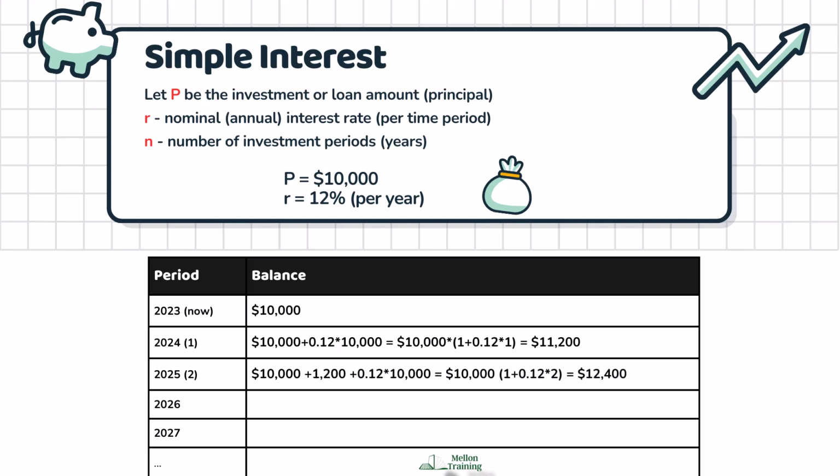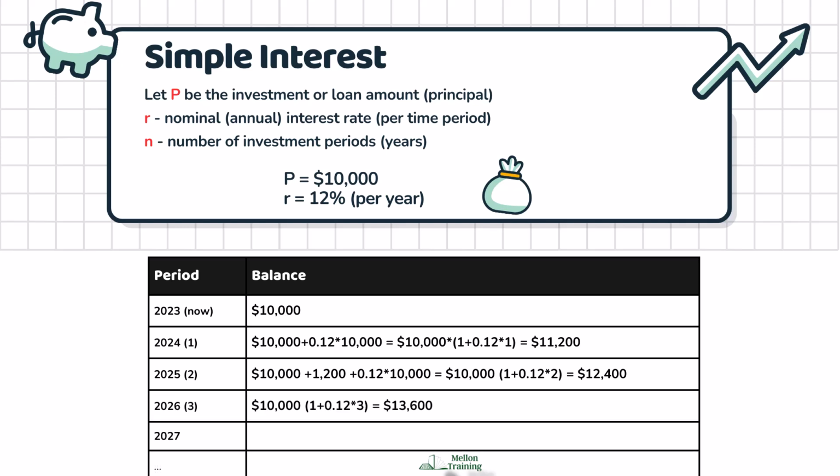So at the end of year 2, we're going to have 10,000 times... We've now earned interest over 2 years, so we're going to have $12,400. And if we do this for year 3, we're going to have the $10,000 again. That's factored out. Plus, we're going to earn the 12% on this $10,000. We'll have earned it 3 times.